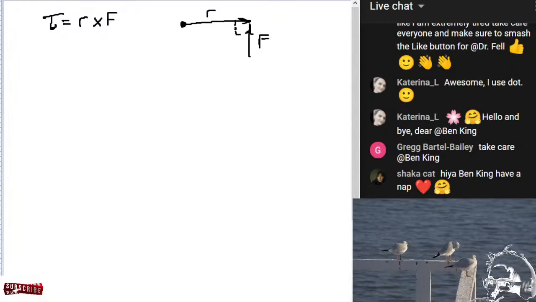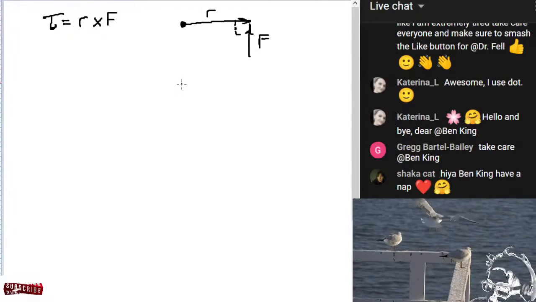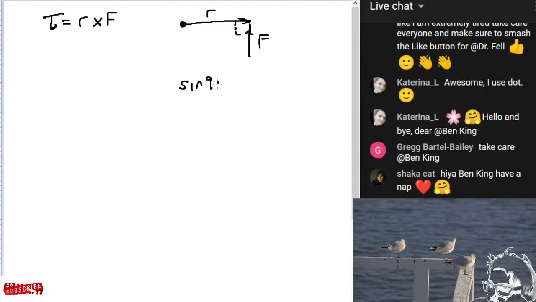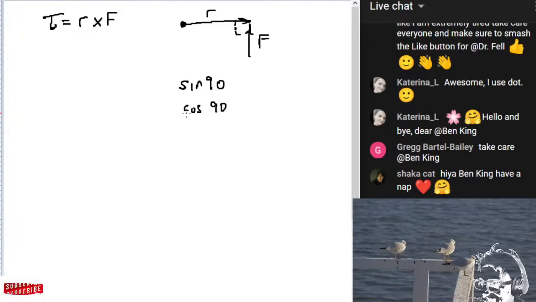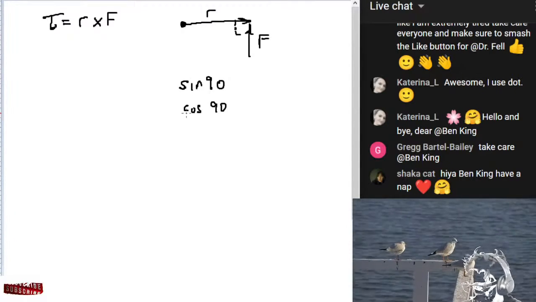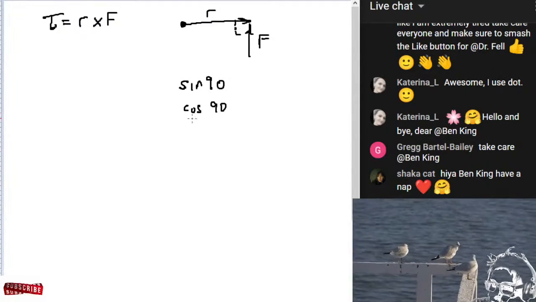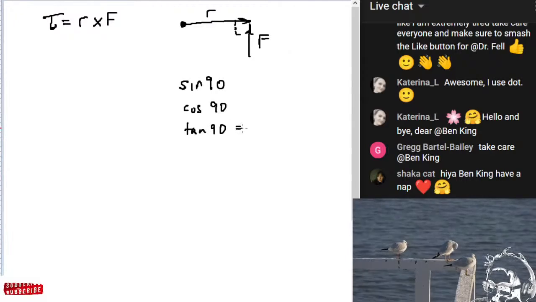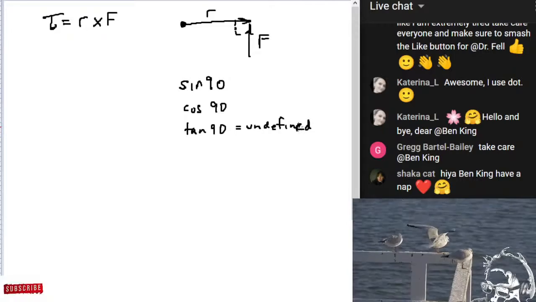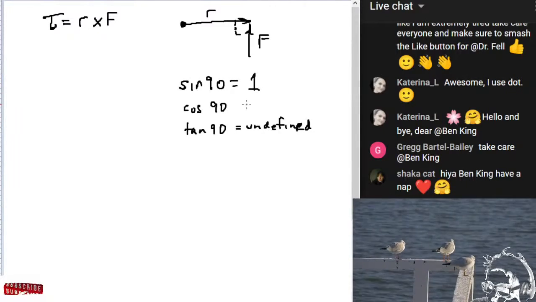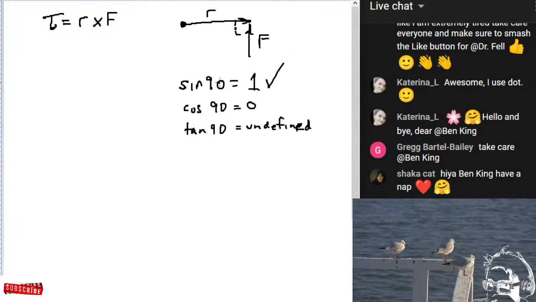So torque is maximum. So what trigonometric function is a maximum at 90 degrees? So we've got to do sine of 90, cosine of 90, and see which one is a maximum at 90 degrees. We know that's not tangent, because tangent of 90 is undefined. So you put in your calculator, sine of 90 is 1, cosine of 90 is 0. So it's got to be the sine function.